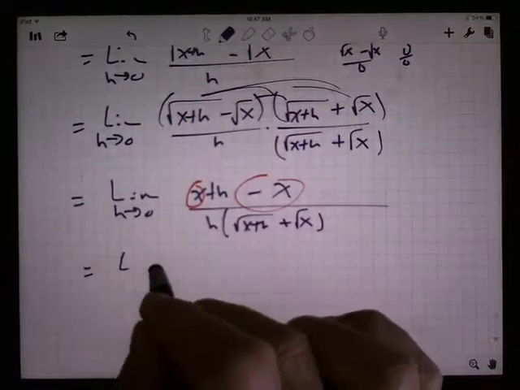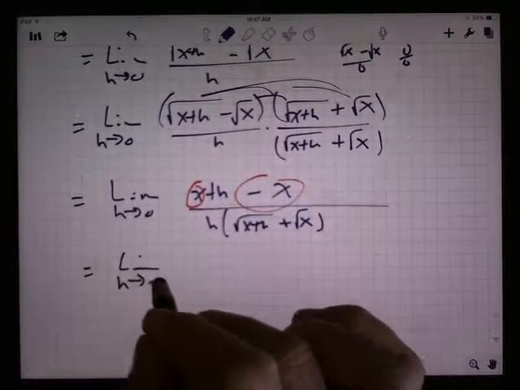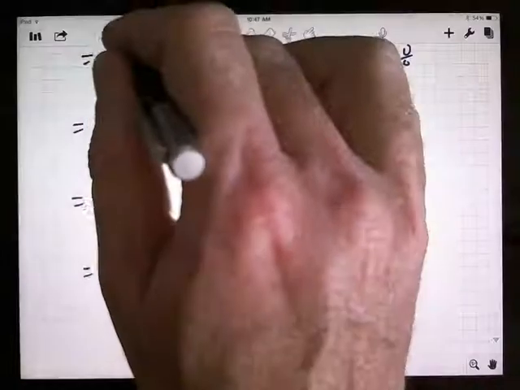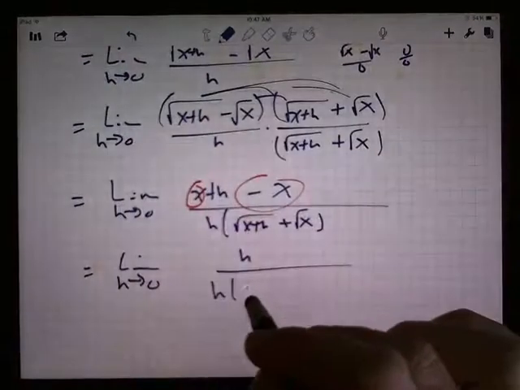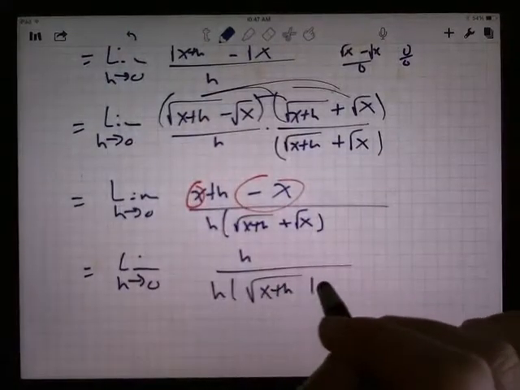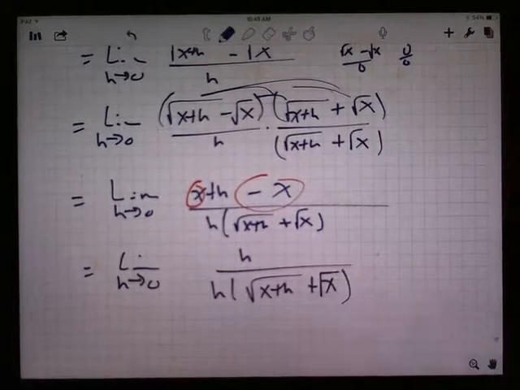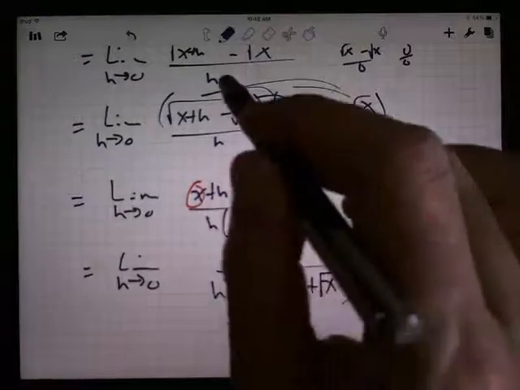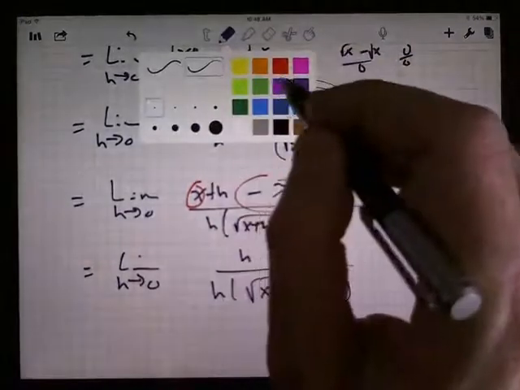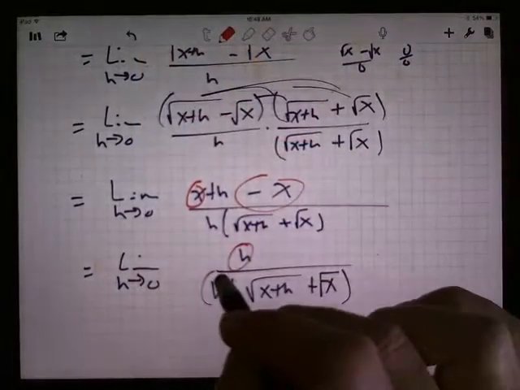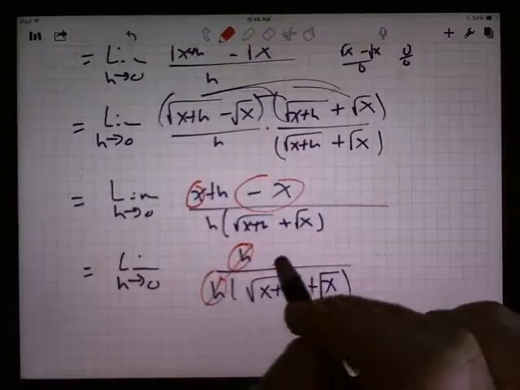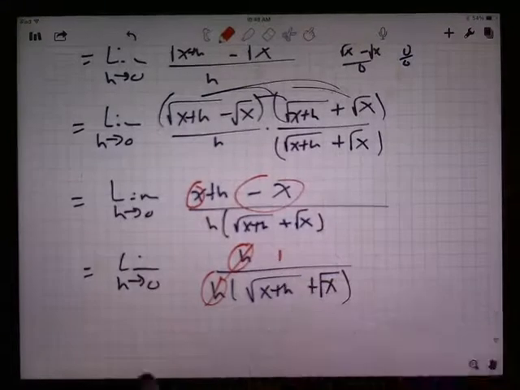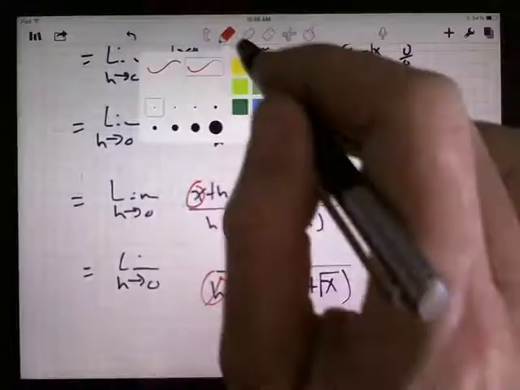And what I have now is the limit as h goes to 0 of just an h on the top, and then h times this stuff on the bottom here. What's this? H times the square root of x plus h plus the square root of x. There's my factor of h, top and bottom, all ready to be canceled out. So let's do it. Take that h, cancel it. Be careful. Sometimes people cancel it out and forget that this is still on the bottom, that there's a 1 up on the top, right? This is h times 1 on the top.